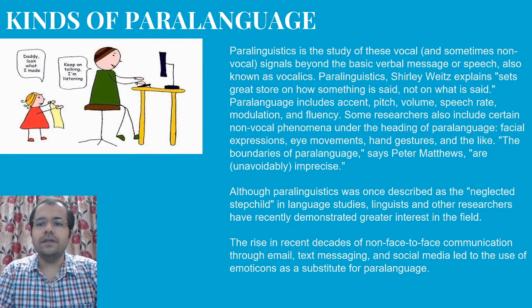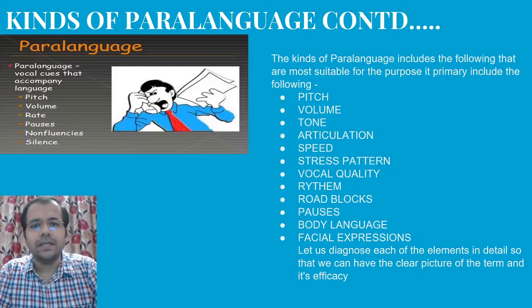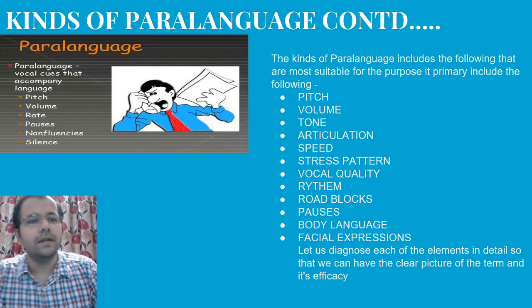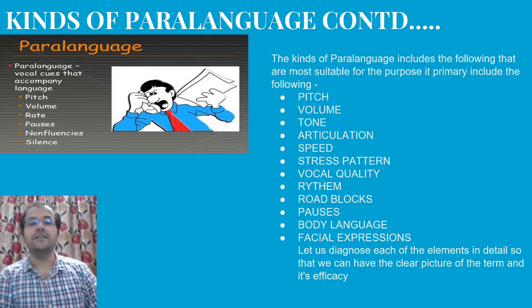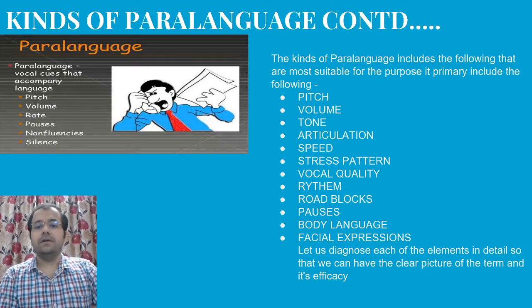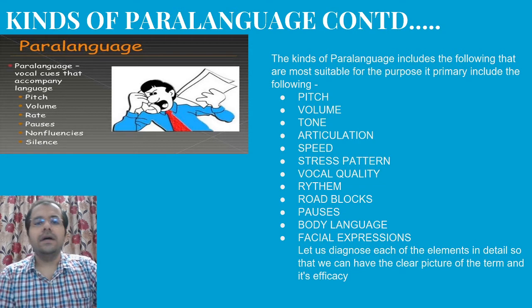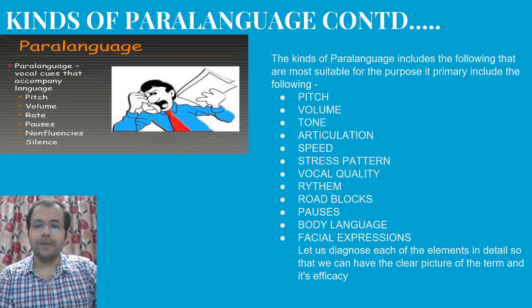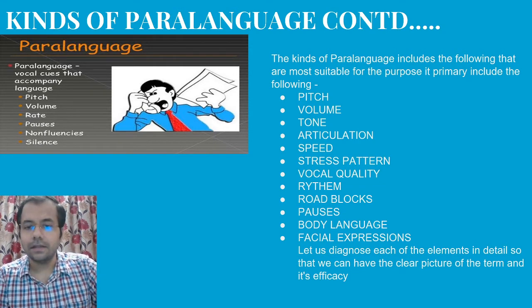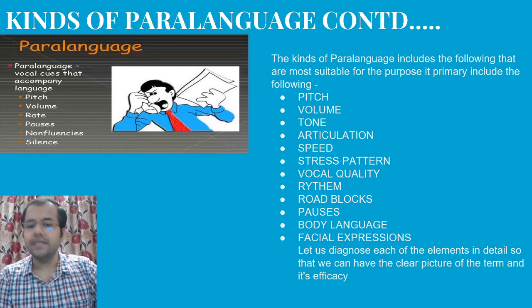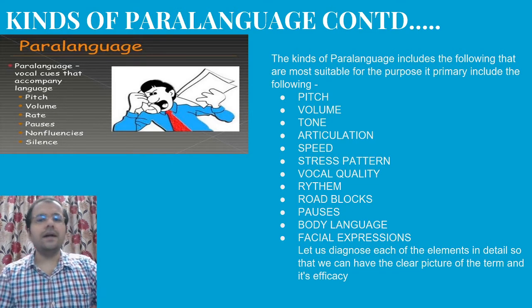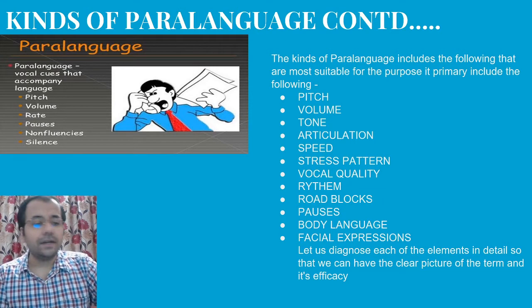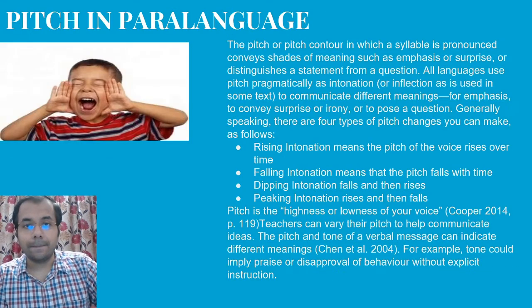Now there are various kinds of paralanguage, and let's take a quick recap, a quick look at what the various kinds of paralanguage are: pitch, volume, tone, articulation, stress pattern, vocal quality, rhythm, roadblocks, pauses, body language, and facial expressions. These are the various kinds of paralanguage, and now let us discuss them.